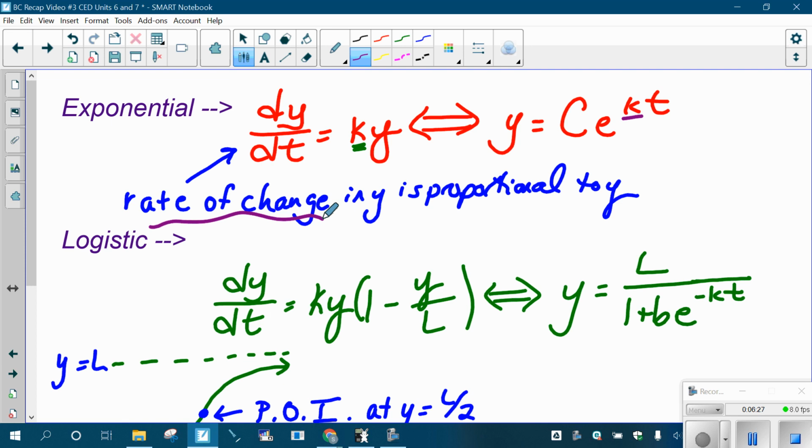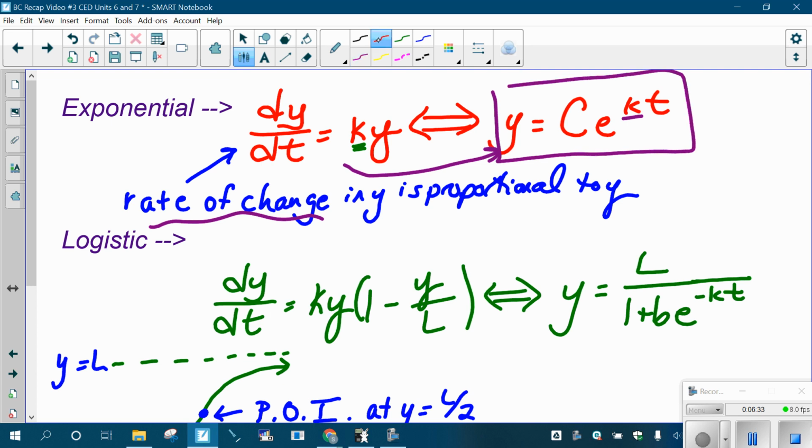Again, if you don't know this, you can solve this differential equation by separating the variables and integrating both sides. But it is kind of cool just to know that it jumps right to that. This is the solution to this differential equation.